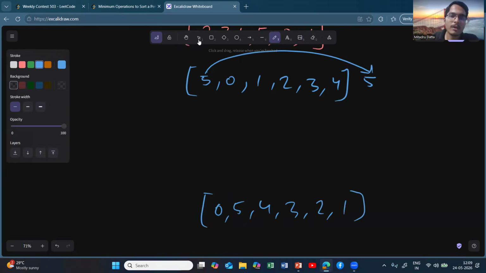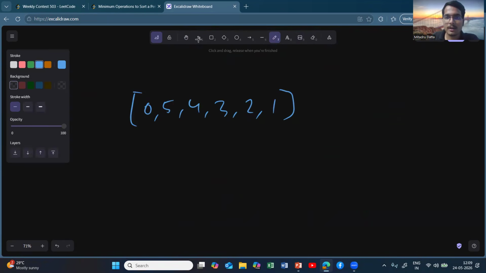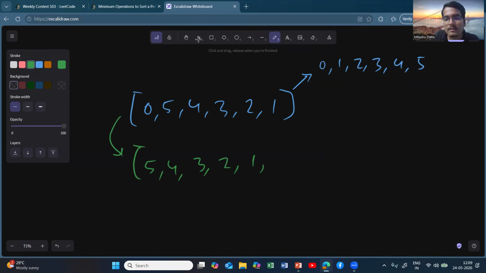Now, first of all, you can check whether you are able to form this array or not. So form the final array, which is 1, 2, 3, 4, 5, 0, 1, 2, 3, 4. You want to change this to this. So one thing, if you rotate left one time, what will you get? You will get 5, 4, 3, 2, 1, 0.